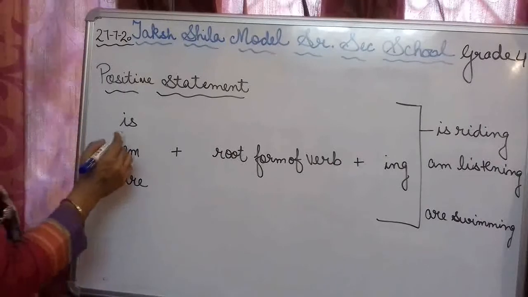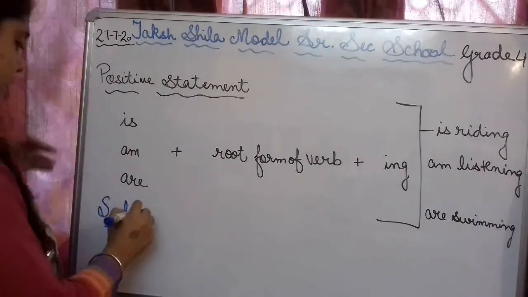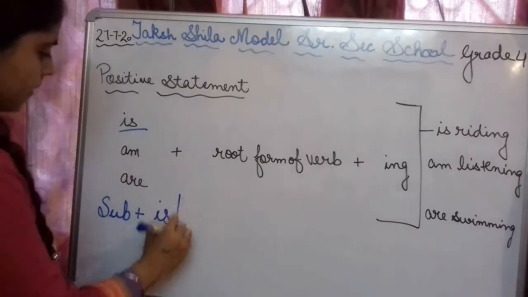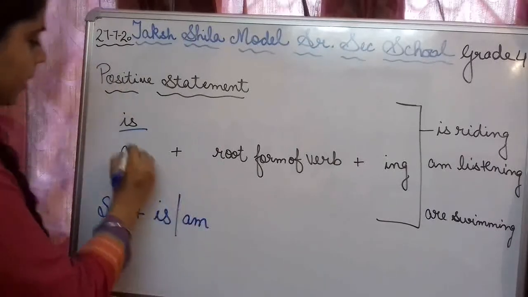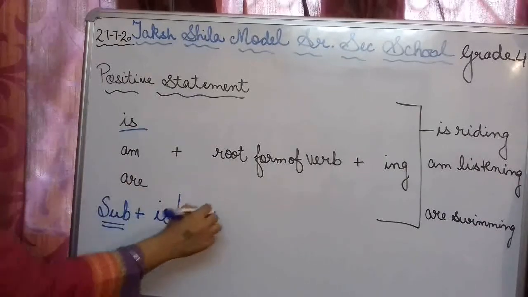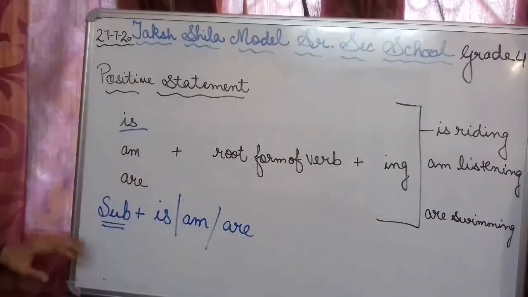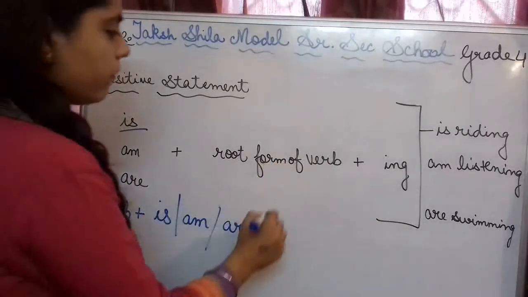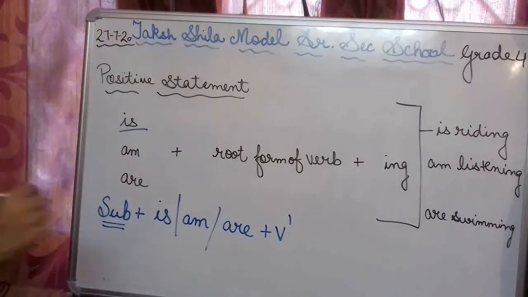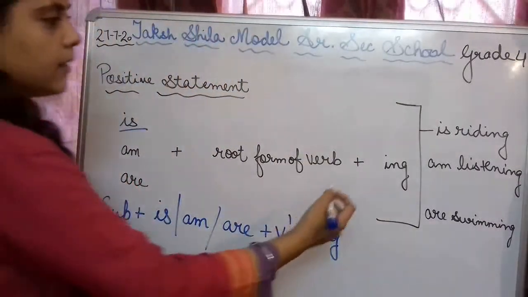So kids, in the present continuous tense, you can see that the subject can be singular or plural, right? When the subject is singular, we use is. When we are talking about the subject I, then we use am, and when we talk about plural, then we use are, right? Subject plus is, am, are plus root form of verb, means first form of verb. Then in the continuous tense we use ing, and then our sentence gets ready.